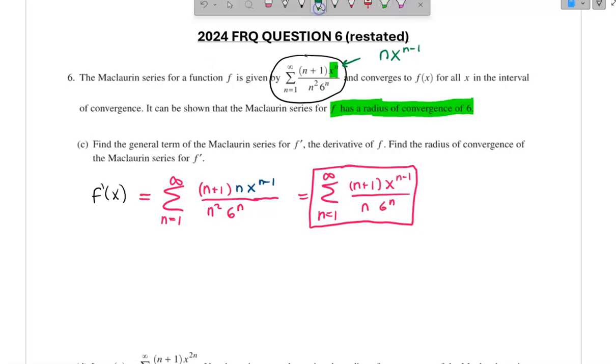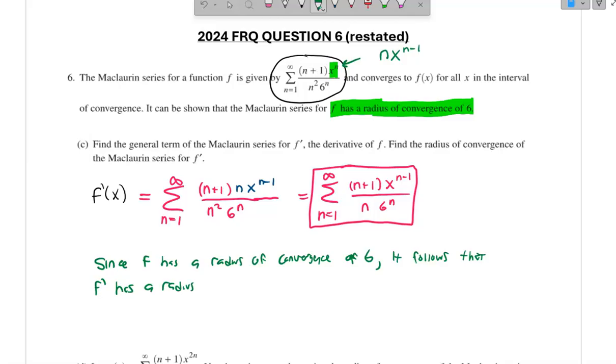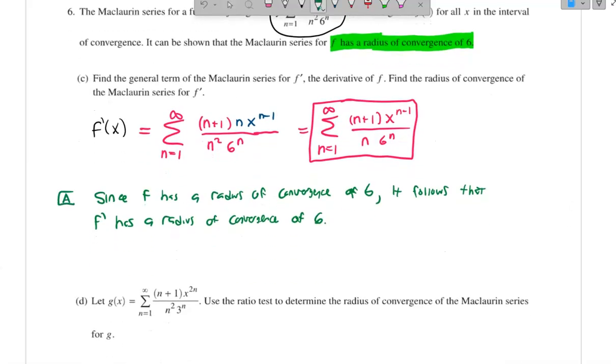And so I can actually go straight to my conclusion and say, since f has a radius of convergence of 6, you have to state that, it follows that f prime has a radius of convergence of 6. Now, if you didn't know that fact, what would plan B be? So I'm going to write this as plan A.